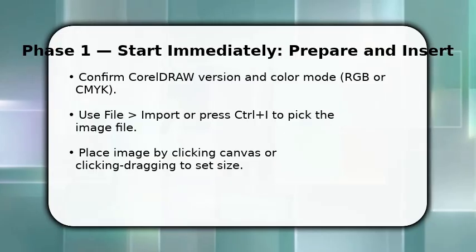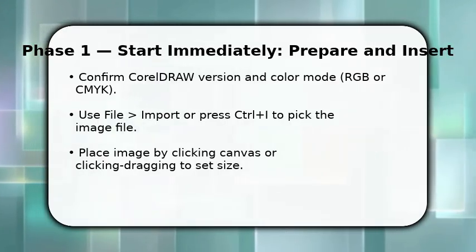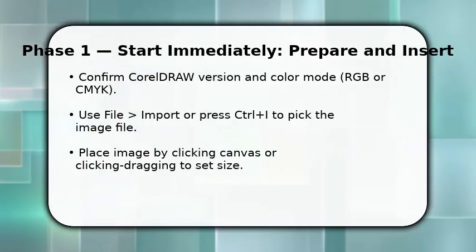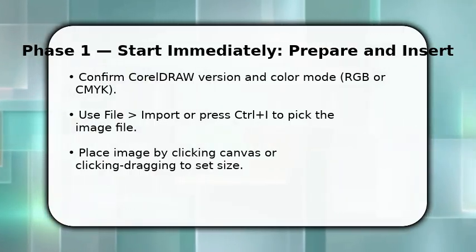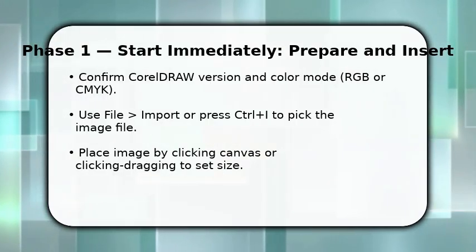Enjoy the video. You'll begin by confirming CorelDRAW document settings because color mode and DPI affect image quality. Once checked, open File Import or press Ctrl+I, then browse to your picture. Choose raster formats like JPG, PNG, TIFF.